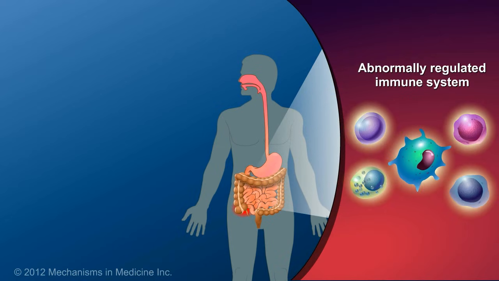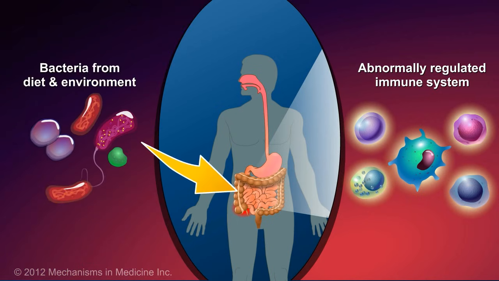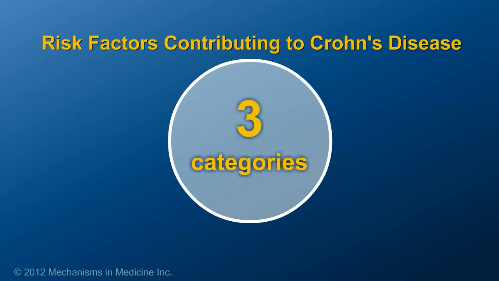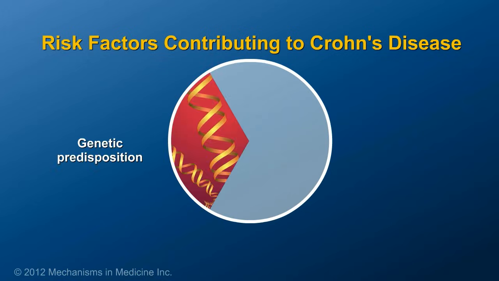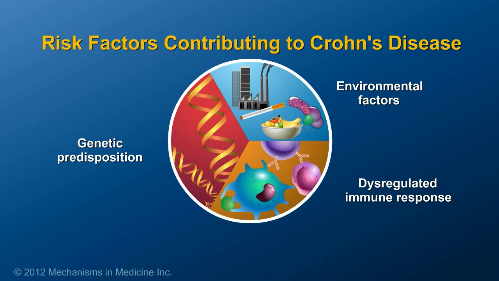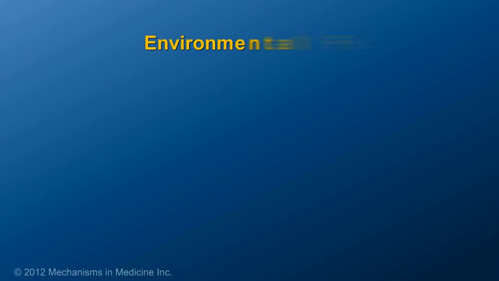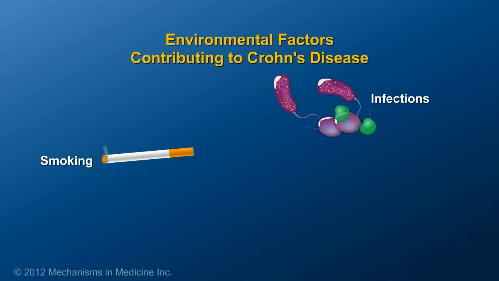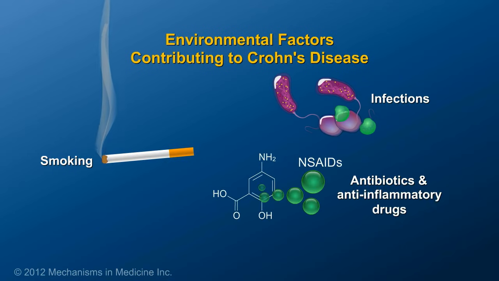Current thinking is that Crohn's disease is a genetic disease caused by abnormal regulation of the immune system. The GI tract is frequently confronted with bacteria from our diet and environment. Many factors can contribute to a person's risk of having Crohn's disease, but most can be thought of in three categories: genetic predisposition, environmental factors, and a dysregulated immune response in the GI tract, which causes inflammation. Environmental factors that may contribute to Crohn's disease include infections, smoking, and taking antibiotics or anti-inflammatory drugs known as nonsteroidal anti-inflammatory drugs, or NSAIDs.